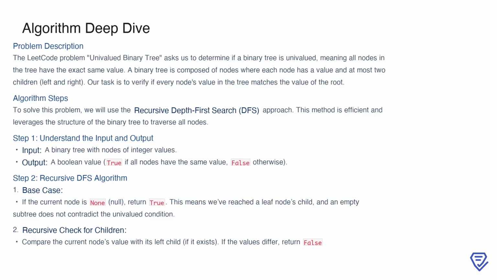First, let's clarify the input and output. The input is a binary tree where each node has an integer value. The output is a Boolean value, true if the tree is univalued, and false if even one node has a different value. The recursive DFS process begins with a base case. If the current node is None, meaning we've reached the end of a branch, we return true since an empty subtree doesn't violate the univalued property. Next, we perform a recursive check for the node's children, comparing their values to the current node's value. If the values differ, we immediately return false and exit the recursion. This forms the foundation of our algorithm.